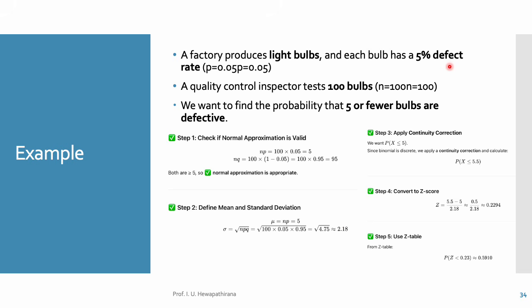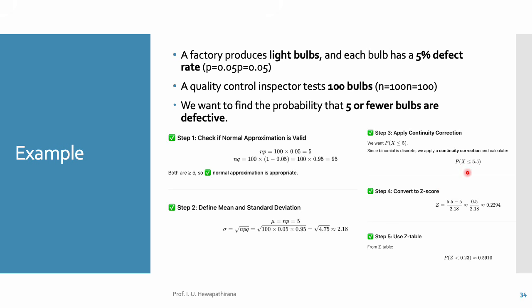What we need to find is probability x less than or equal to 5, because we want to check that 5 or fewer bulbs are defective. As you know, you are applying a continuous distribution to a discrete distribution. So you have to apply something called the continuity correction. You are not just checking probability x less than or equal to 5, you have to check probability x less than or equal to 5.5. You have to add 0.5. That's what you do when you have to check less than or equal.